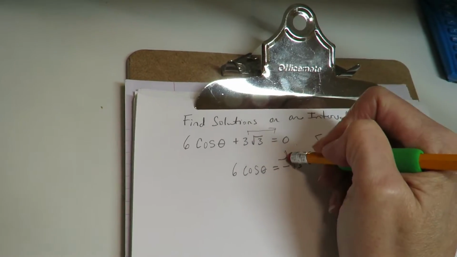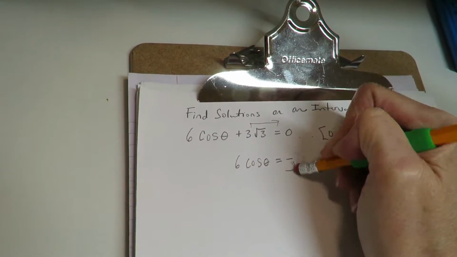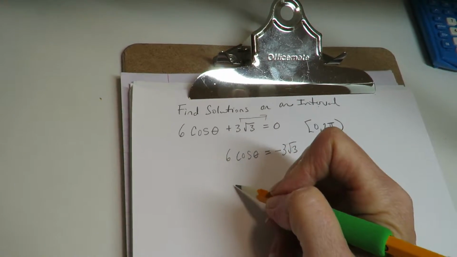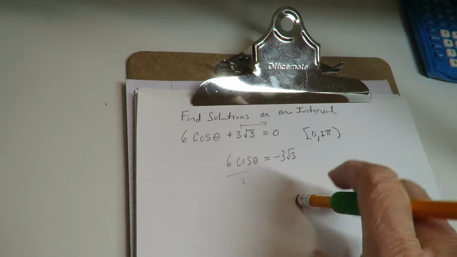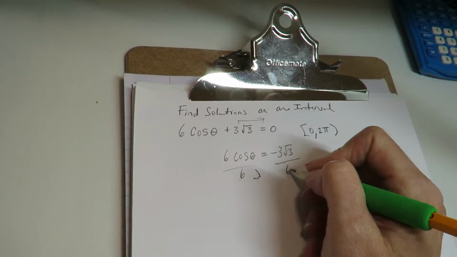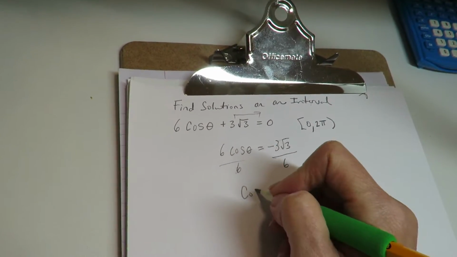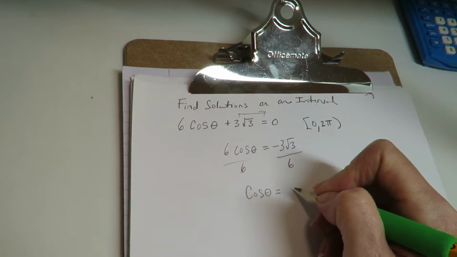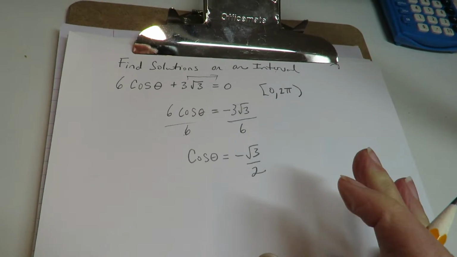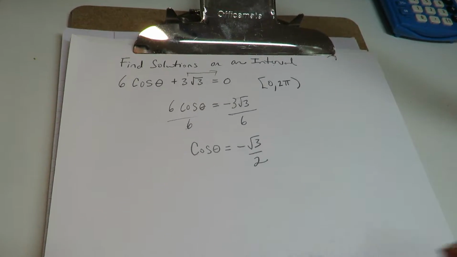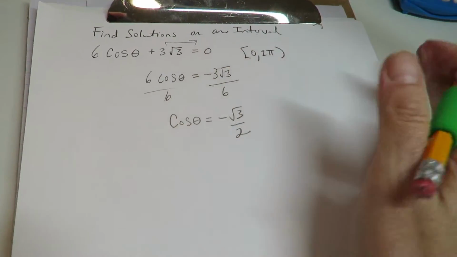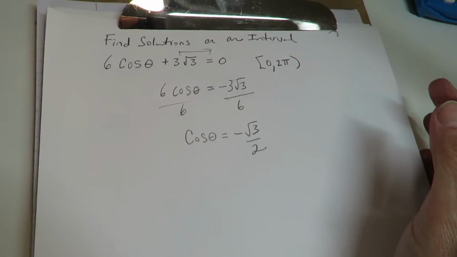And then I'm going to divide off the 6 to both sides. All right, so that's the first step. If you just have one trig term, you want to isolate it. So I've now gotten the trig term on the left and what it's equal to on the right.